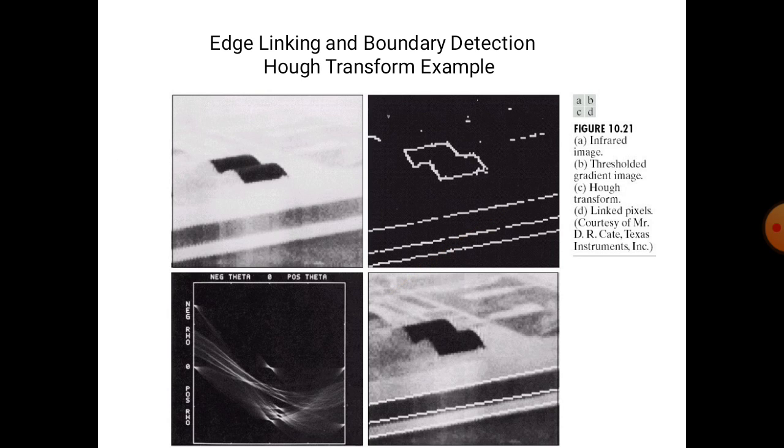So here this is the image. Figure A shows the infrared image, figure B is the thresholded gradient image, figure C is a Hough transform of this original image and linked pixels we can see here.